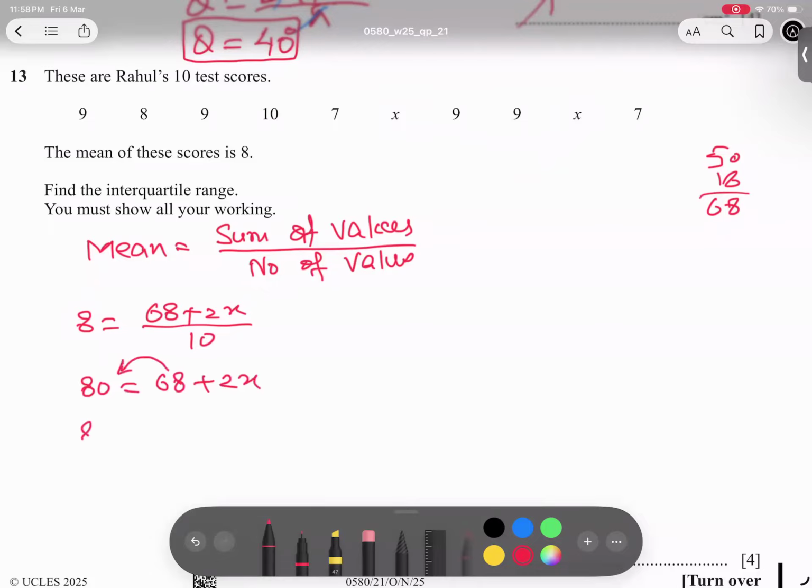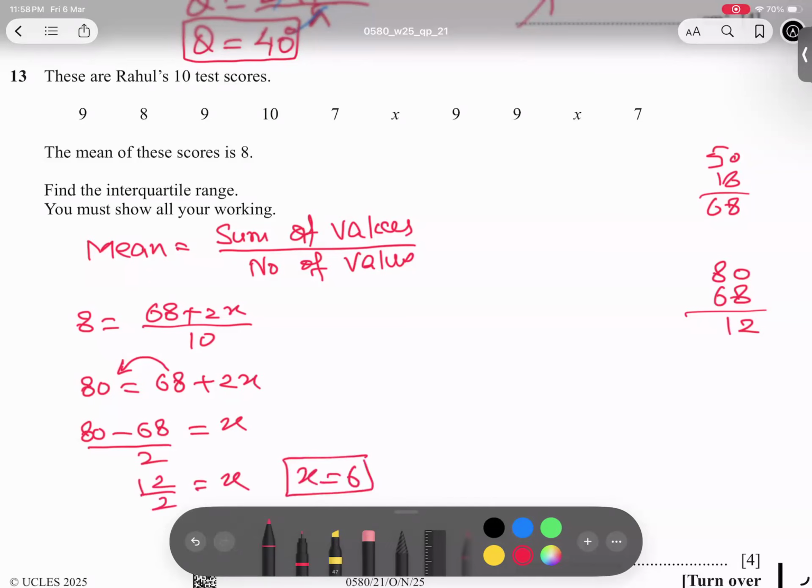Out of 80, we subtract 68, and then this 2 will divide. So if I subtract, what happens, students? Out of 80, 68 gone. I got a 2x and I got 12. So 12 divided by 2, we are getting 6. A 6-hour answer? Not at all. But out of 4 marks, definitely you get 1 or 2 marks from here.